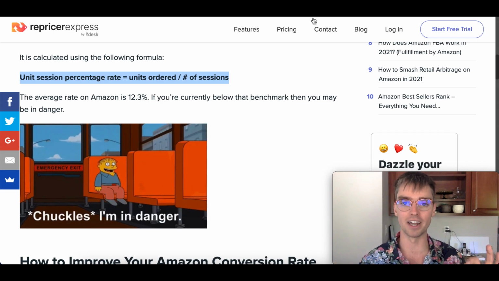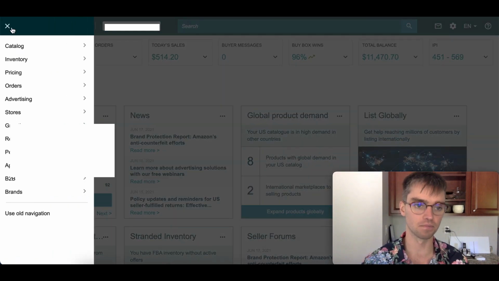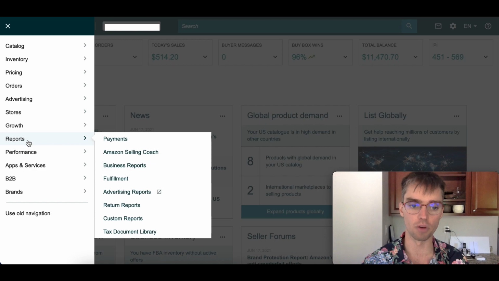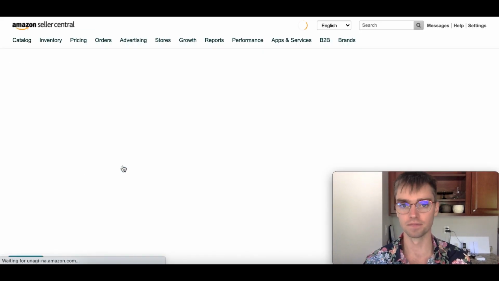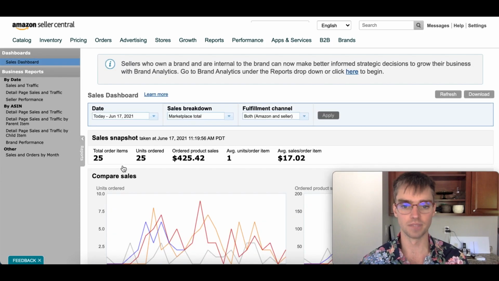First thing you want to do is go ahead and log in to your Amazon Seller Central account. Once you're here, head over to the top left-hand corner, so right here. Scroll down until you see reports. Once you're here in the reports section, go ahead and click on business reports. Give it a second to load.